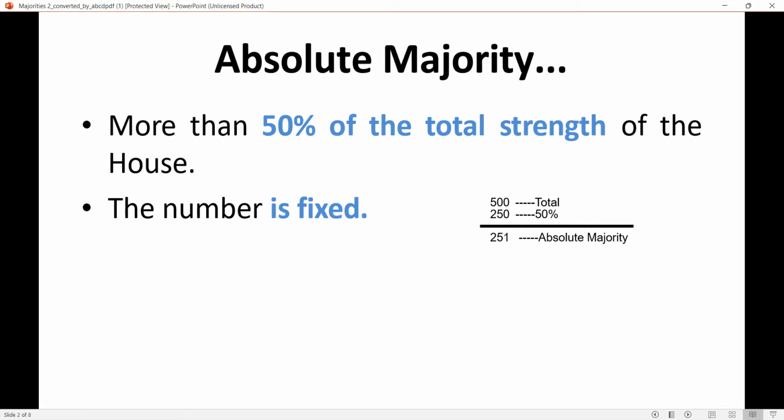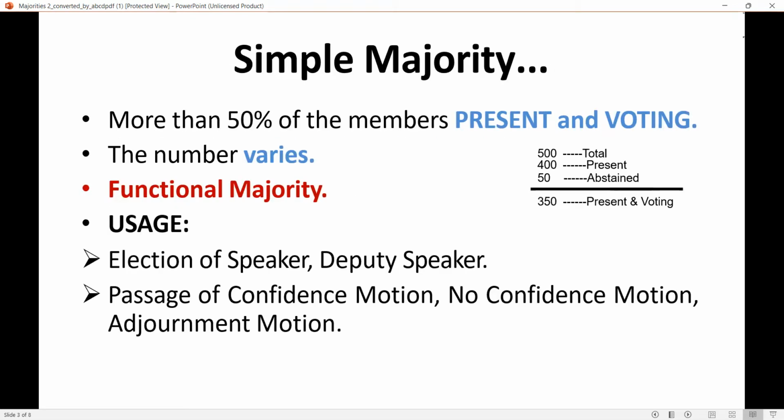Suppose the total number of seats in the upcoming general election of 2024 is 500, then at least 251 seats will be required to form the government. So we can say that this number is fixed. Second is the simple majority.